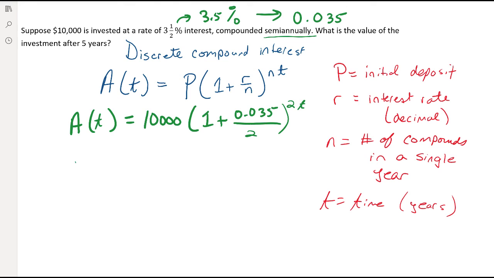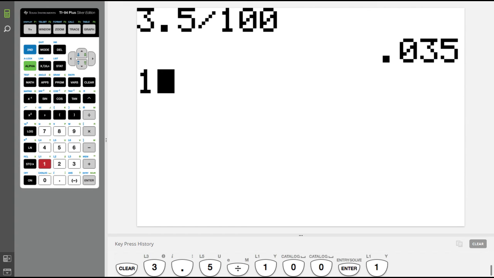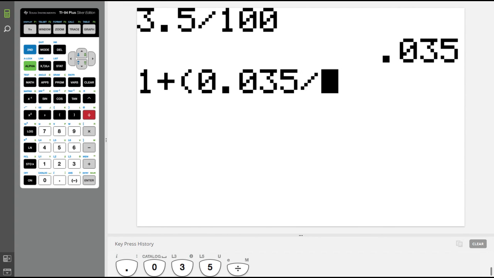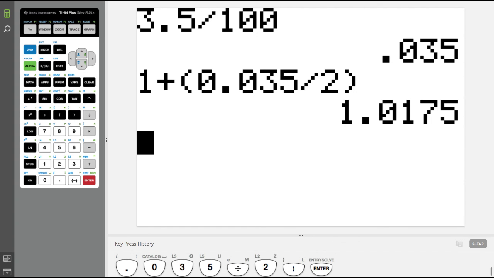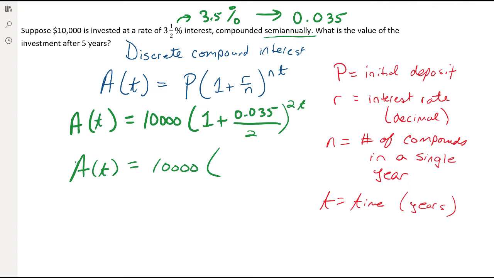Okay, so in your homework, what you're going to have to do is go ahead and figure out the parentheses. So this will be 10,000 times, let's go to our calculator. If I take 1 plus 0.035, divide that by 2, and enter, we get 1.0175. And we're going to raise it to the 2 times t power, because the power is n times t. Okay, so that is our equation. So on the homework, if they ask you what's the equation, this is what you would type in.